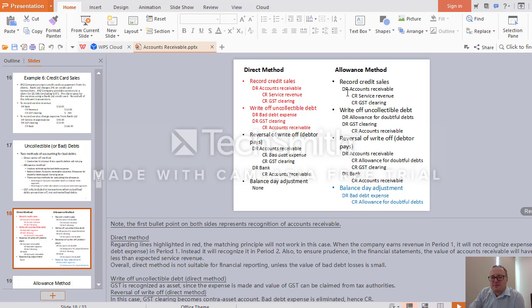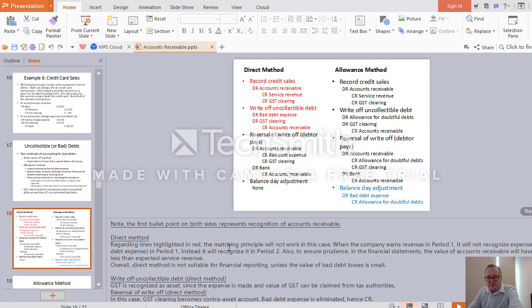With the allowance method, you record the credit sales and debit accounts receivable against service revenue. When you write off uncollectible debt, you will credit accounts receivable and debit allowance for doubtful debts. And then you will reverse the write-off, and the reversal of the write-off is the opposite of the write-off. So you will debit accounts receivable and credit allowance for doubtful debts. Just ignore GST for the time being.